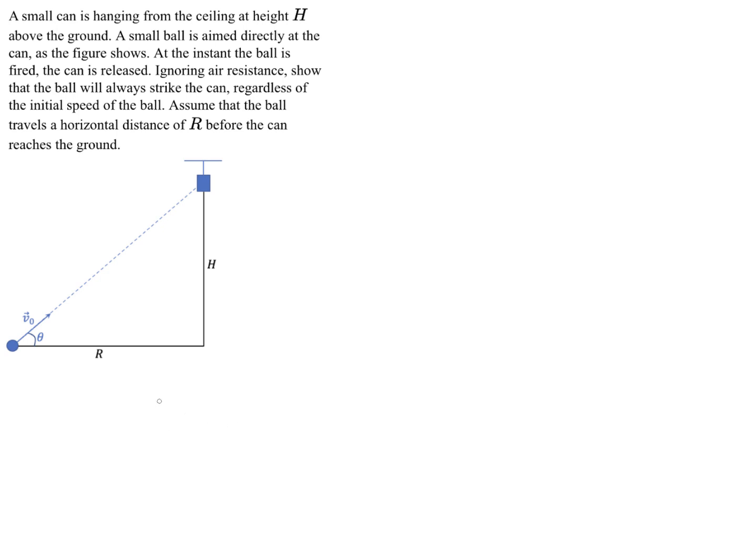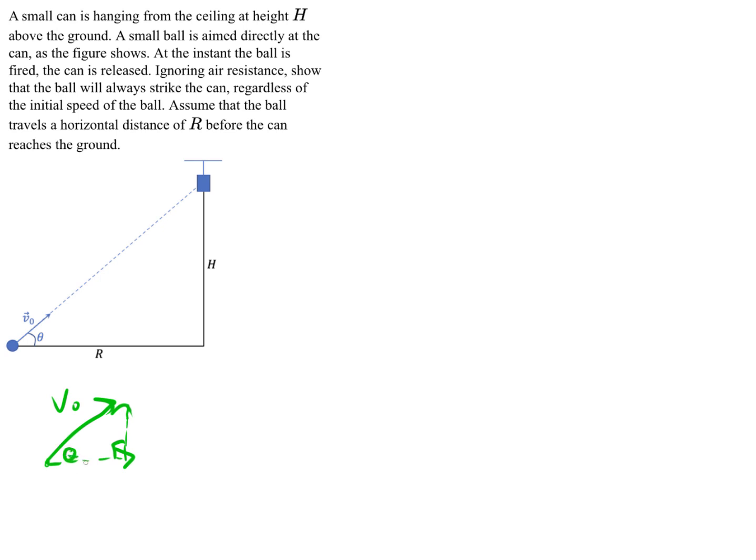So, let's start by calculating the time it takes for the ball to get across the horizontal distance r. To do that, we can start by breaking up this vector, the velocity vector v0, into its components using vector decomposition.